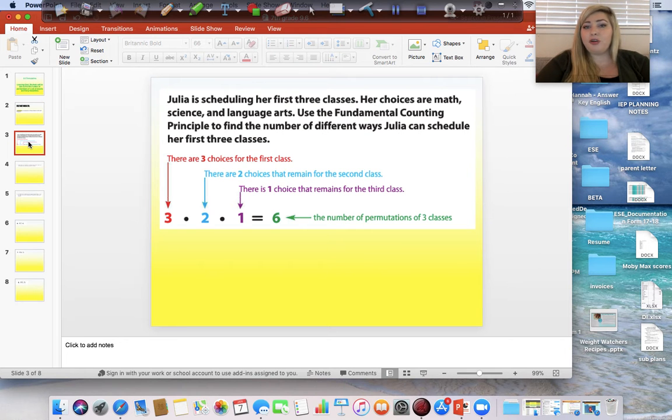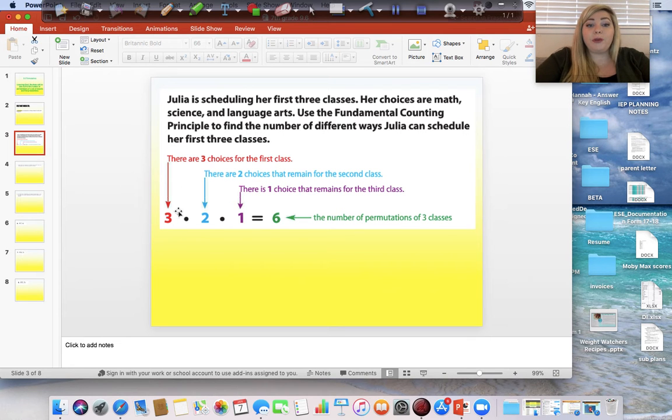Here's an example in your book. You don't have to write this slide down, okay? It says Julia is scheduling her first 3 classes. Her choices are math, science, and language arts. Use the fundamental counting principle, which we already know from a previous lesson, to find the number of different ways Julia can schedule her first 3 classes.